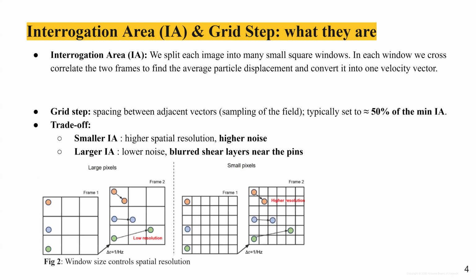The interrogation area is where we divide the frame into many small windows. In each window we compare the two images to find the average particle shift and turn that into a vector. Smaller windows add details but raise noise. Larger windows reduce noise but soften the shear layer. The grid step is the spacing between velocity vectors. In this work, the grid step is about 50% of the minimum interrogation area.